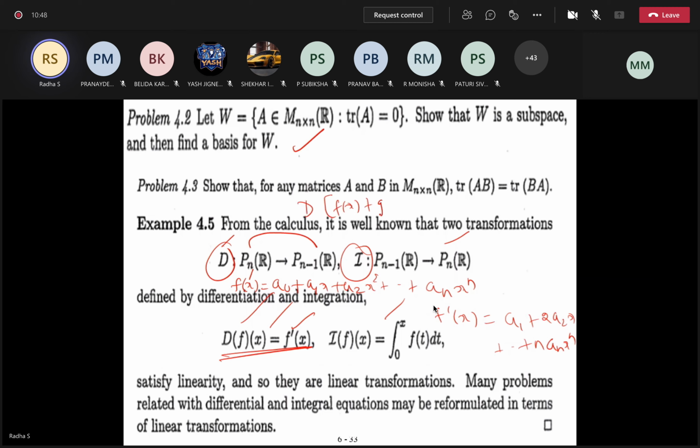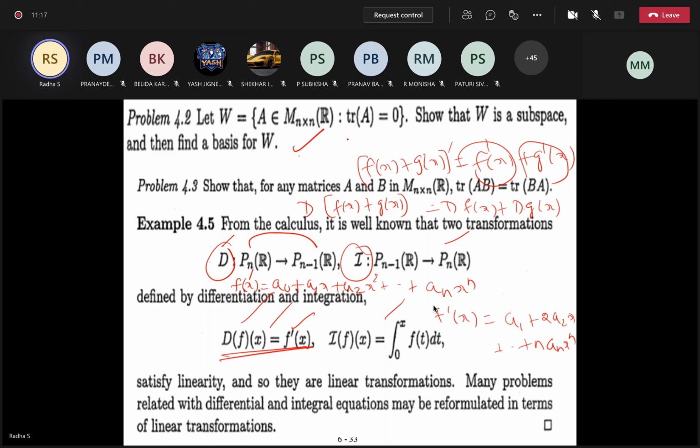Differentiation of f of x plus g of x is always equal to d of f of x plus d of g of x. It's a very preliminary thing. Differentiation of f of x plus g of x, what is the meaning of this? F of x plus g of x the whole dash, that is nothing but f dash of x plus g dash of x. So this is d of f of x plus g of x, this is d of f of x, this is d of g of x.